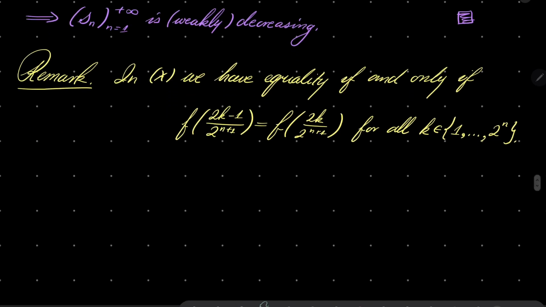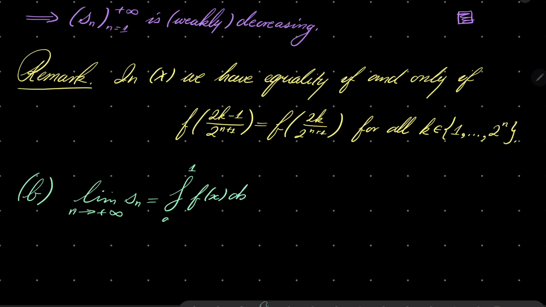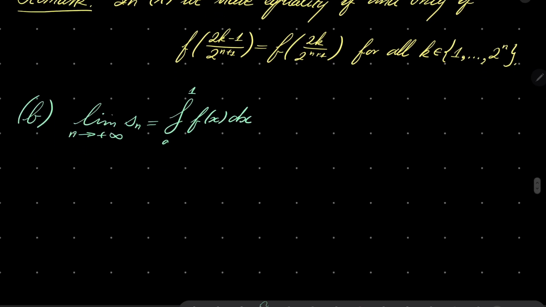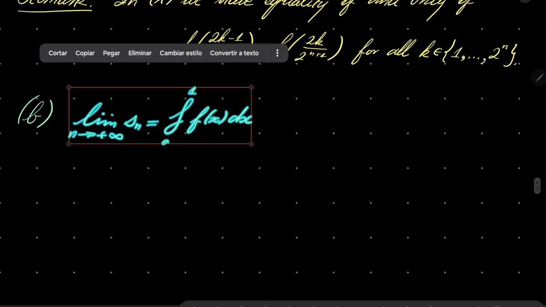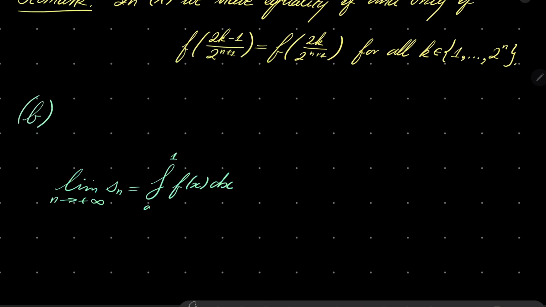Now, for part B. For part B, let's see the following. First, notice that the limit as n goes to infinity of Sn is actually the Riemann integral of f of x dx. How do I know it? Or maybe before we say it, let's write that since f is continuous, it is also Riemann integrable.